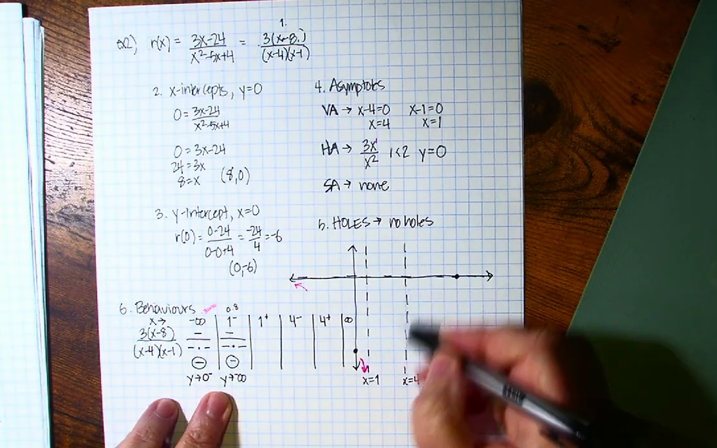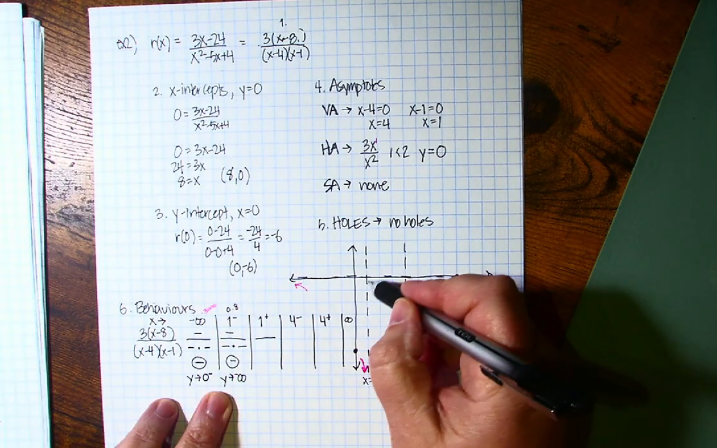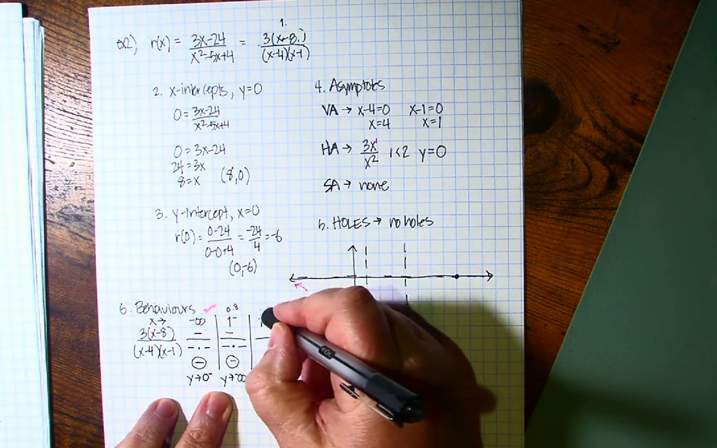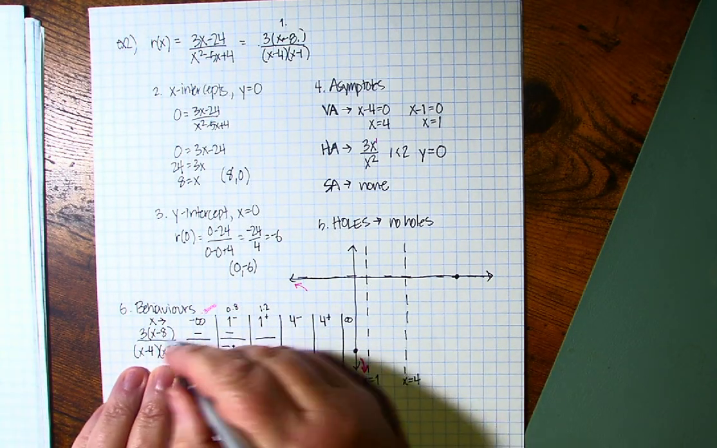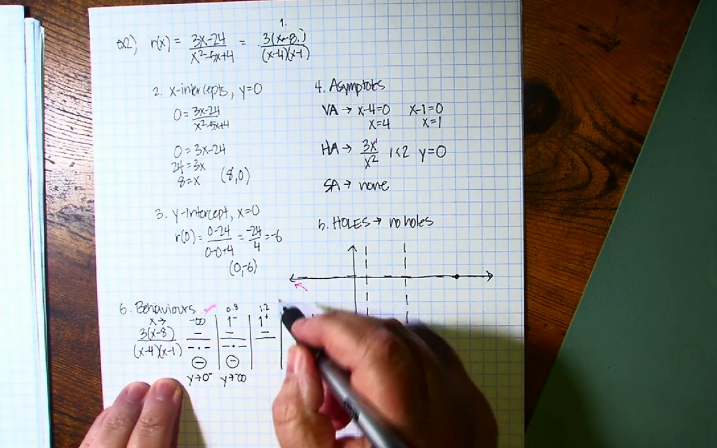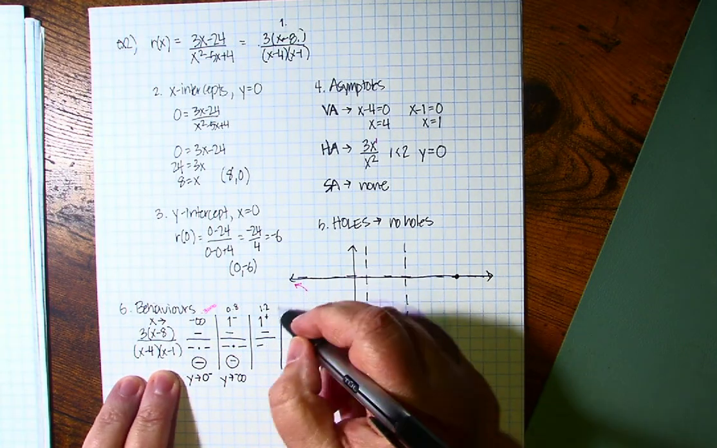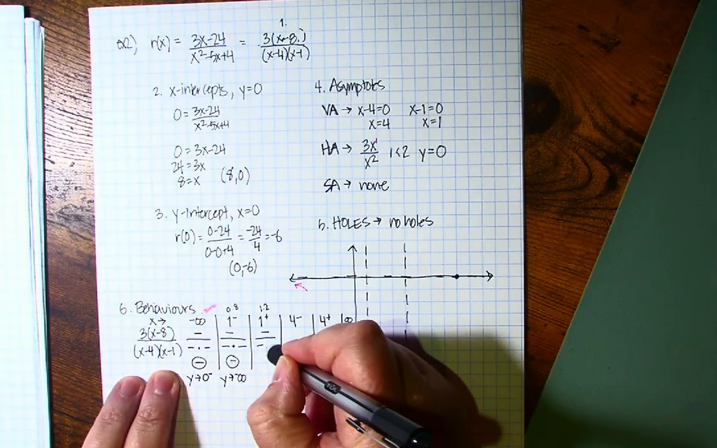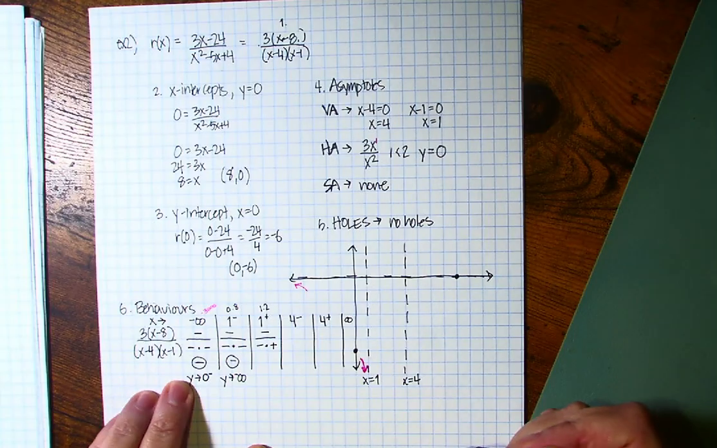Let's look at this middle section. Let's approach 1 from the right-hand side. So I need a number slightly bigger than 1. Maybe a 1.2 will work. So if I have a 1.2 and I subtract 8, that's negative. Times 3, still negative. If I have a 1.2 and I subtract 4, that's negative. If I have a 1.2 and I subtract 1, that's more than 1, so this is going to be positive.